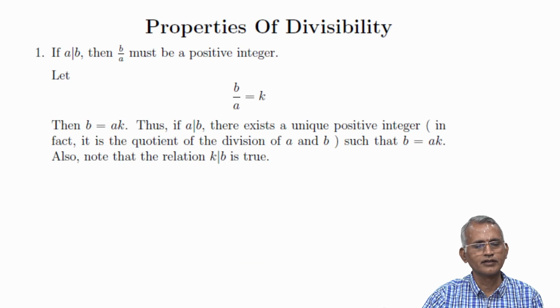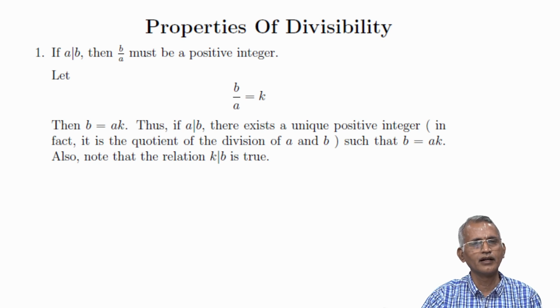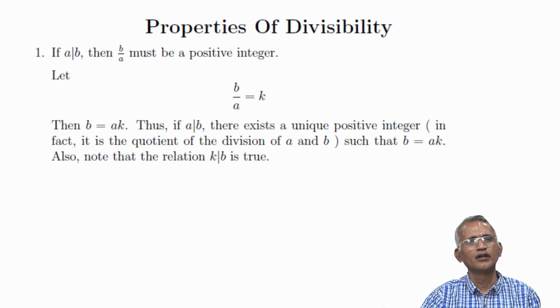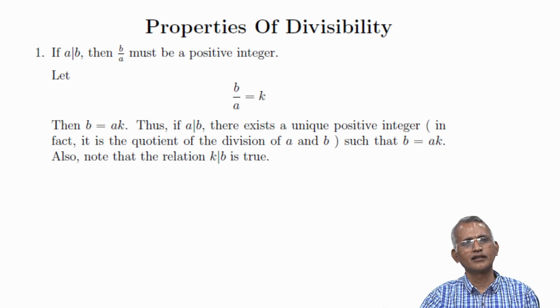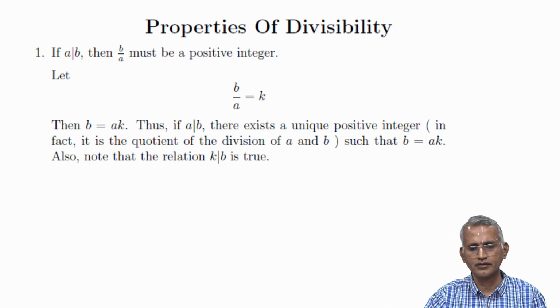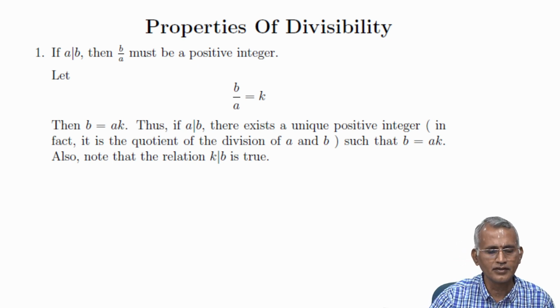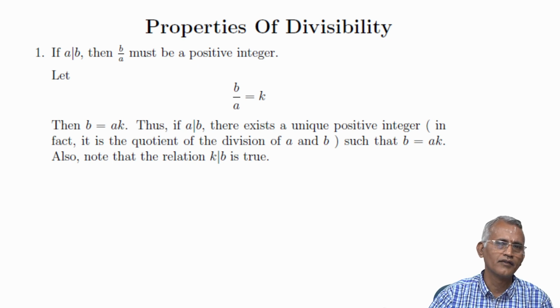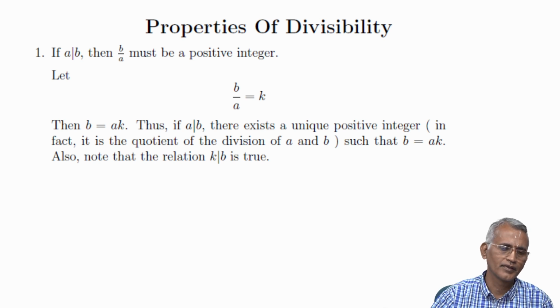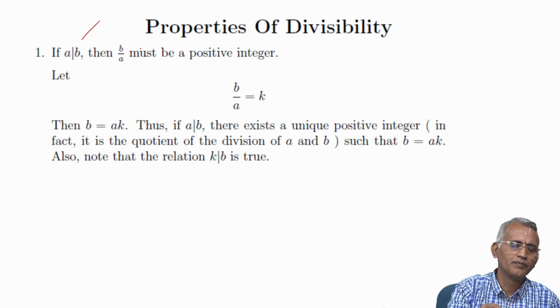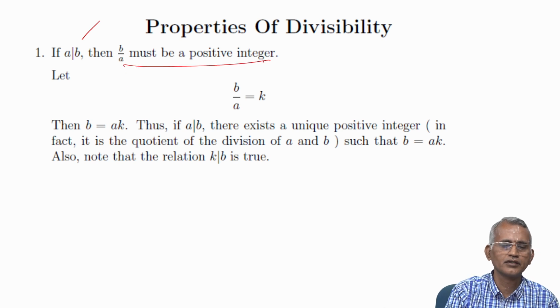Now we are going to discuss the properties of divisibility. It is interesting and helpful for understanding the next topics, the division algorithm, the extended Euclid division algorithm, and so on. You should be thorough in these ideas of divisibility so that you can understand congruences further. If A divides B, then B divided by A must be an integer. Let B divided by A be equal to K, therefore B can be written as AK.